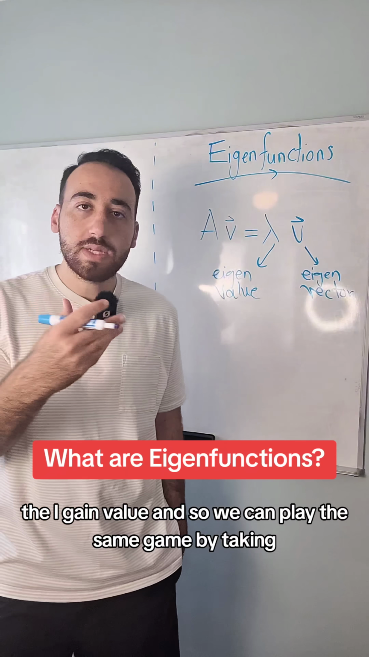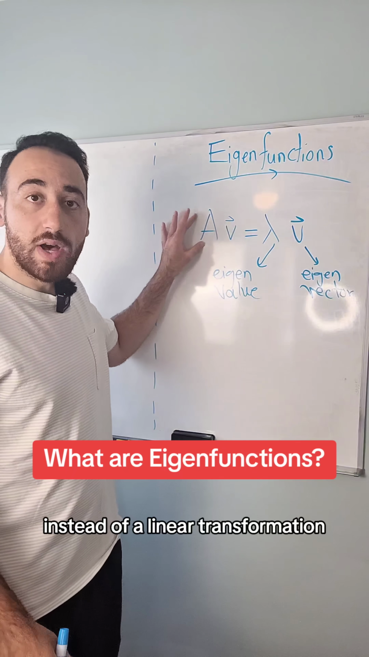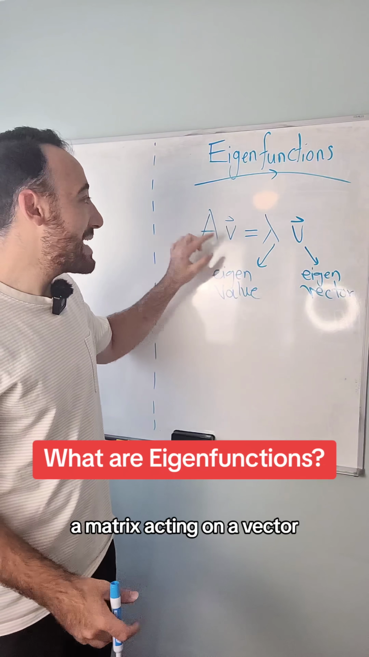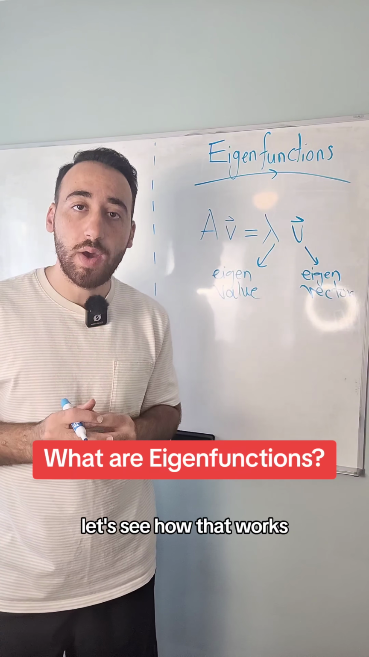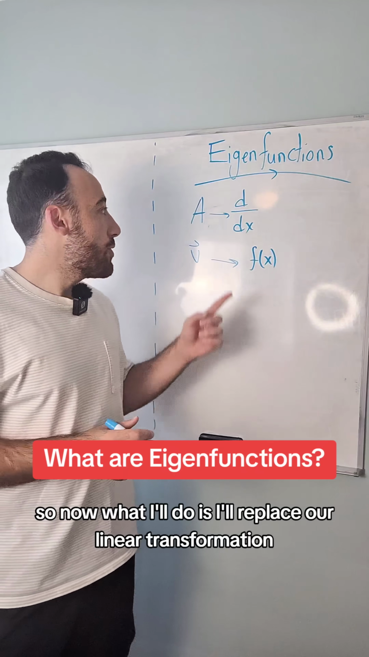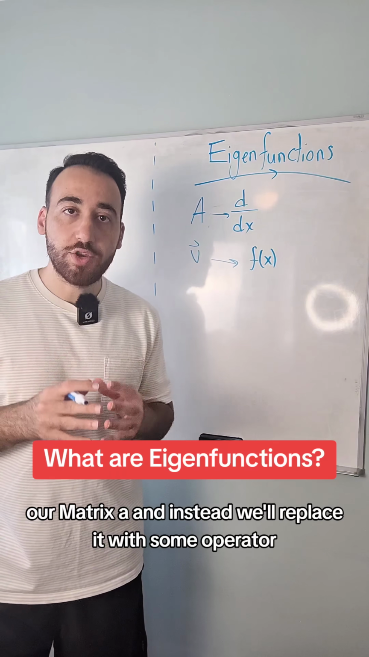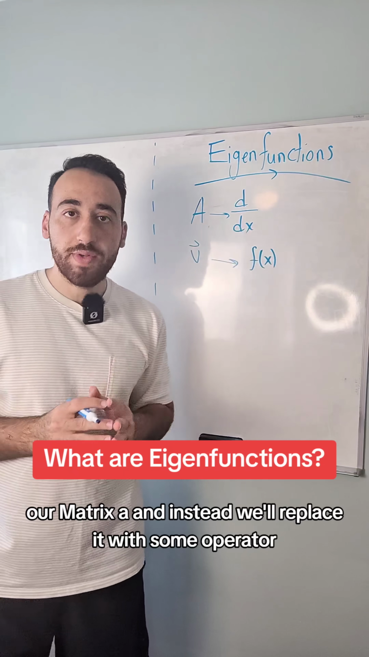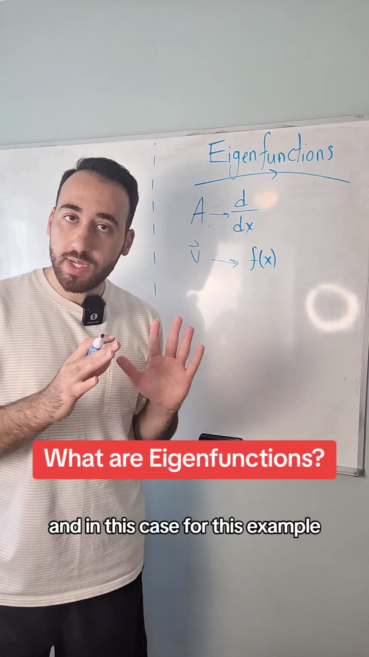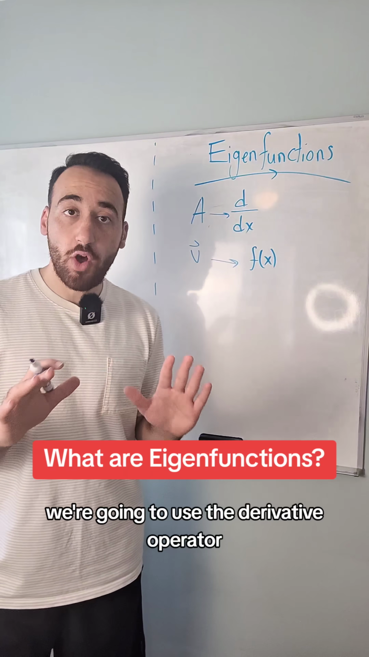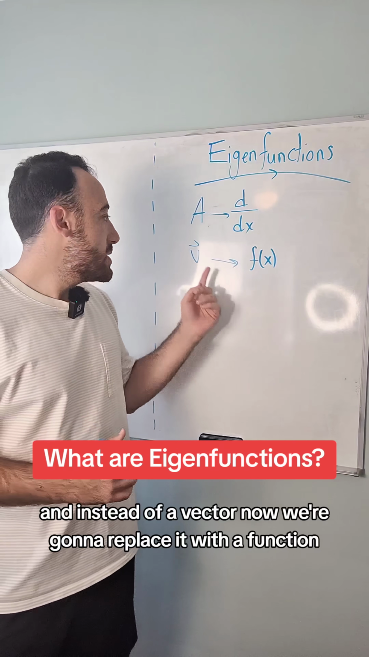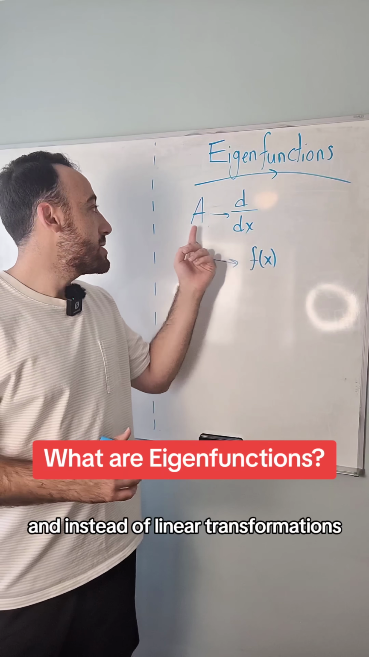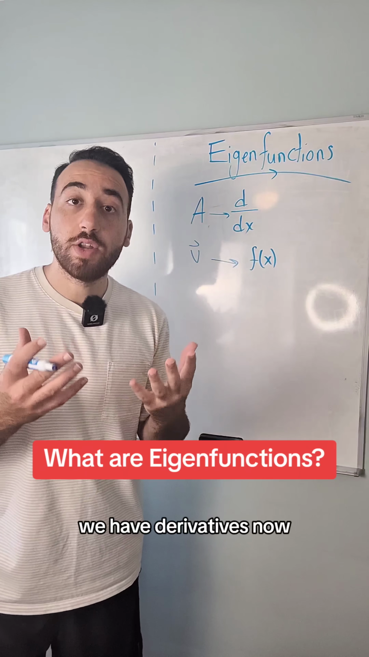And so we can play the same game by taking, instead of a linear transformation, a matrix acting on a vector, we can play the same game using functions. Let's see how that works. So now what I'll do is I'll replace our linear transformation, our matrix A, with some operator, and in this case, for this example, we're going to use the derivative operator. And instead of a vector, now we're going to replace it with a function. So instead of vectors, we have functions, and instead of linear transformations, we have derivatives.